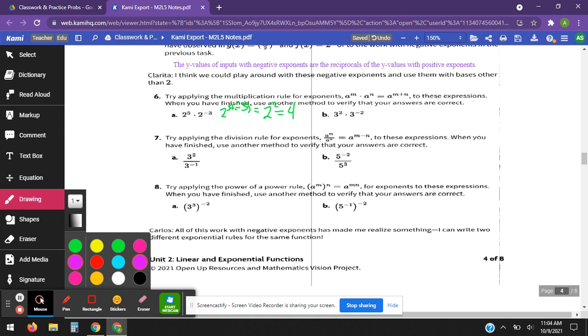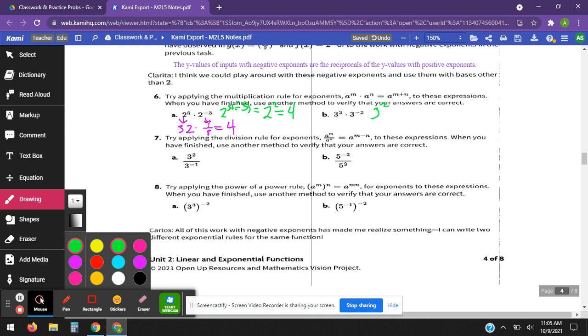But below it, I'm going to put what these actually are. So 2 to the 5th is 32. 2 to the negative third, so that's basically 1 over 2 to the third, which is 1/8. Well, 32 times 1/8, or 32 divided by 8, is 4. So see how those both got the same answer. Okay, let's try it again.